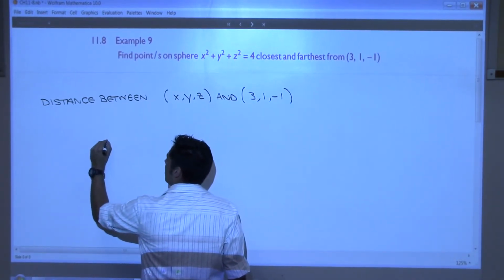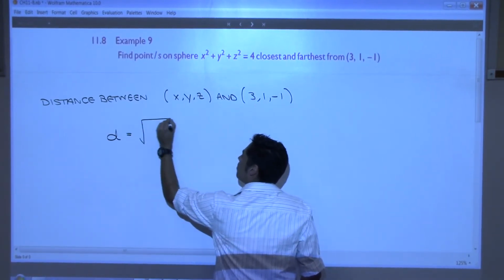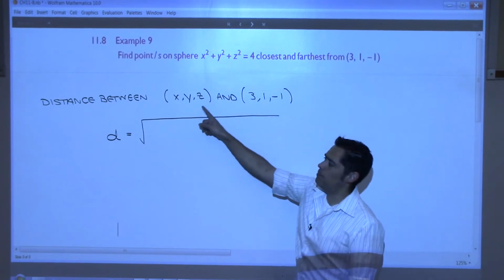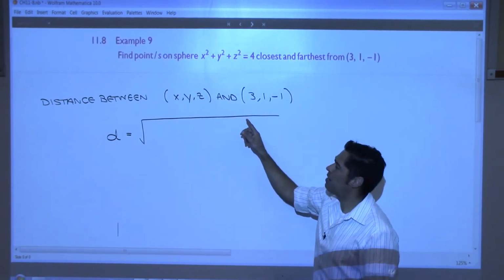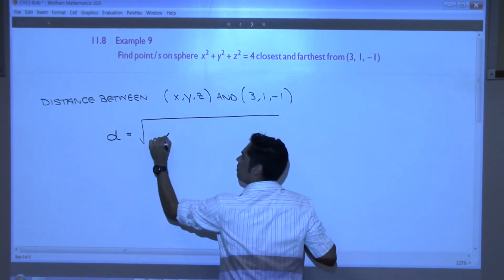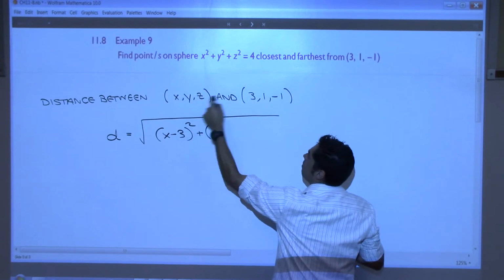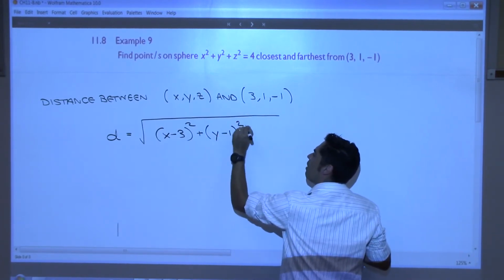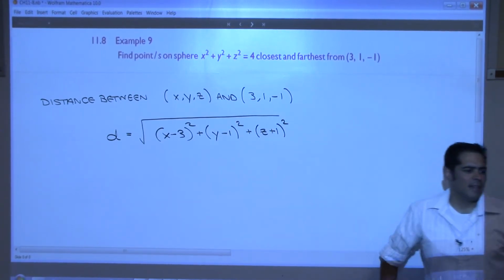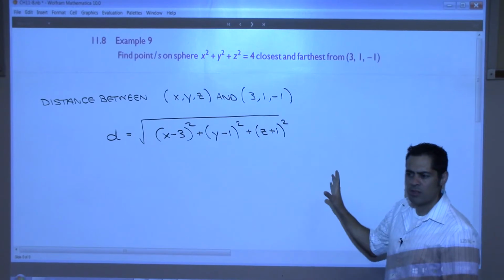So let's call it D for now, the distance. Should be equal to the square root, because it's a length, of the vector that connects these points together, right? So the vector that connects this point to this point, wouldn't that be this coordinate minus this coordinate, squared, plus this coordinate minus this coordinate, squared, plus this coordinate minus this coordinate, which would be z plus 1 squared. Do you agree that represents the distance between x, y, z and 3, 1, negative 1? Any questions on that?